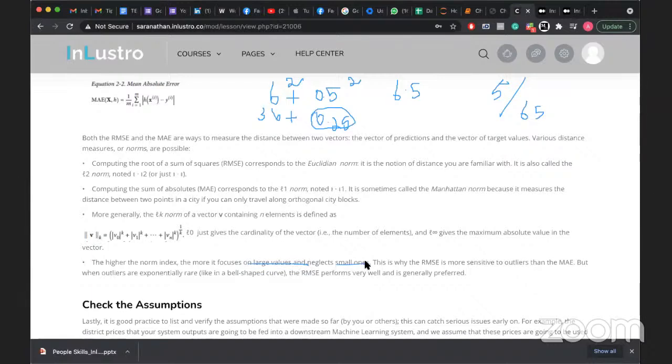That's why RMSE is more sensitive to outliers than MAE. But when outliers are exponentially rare, RMSE performs very well and is generally preferred. If you look at a bell curve shape, outliers are very rare. Why? Because beyond the second standard deviation, we have only 2% of the points on either side. Most of them lie within 2 standard deviations. So there are very few outliers.